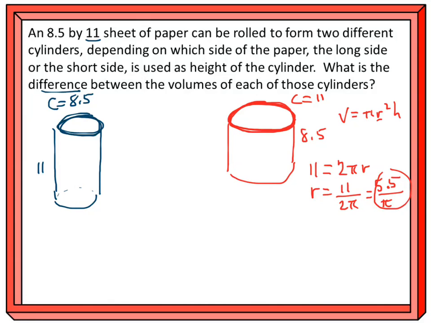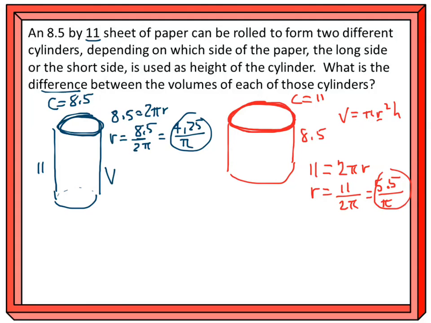Okay, so let's do that exact same calculation over here on the tall skinny one. So this 8.5 is equal to, as the circumference, 2 pi r. So let's divide by 2 pi to get the radius, and that's 8.5 over 2 pi. Just like I did before, let's divide 8.5 by 2, and that's 4.25 over pi. So here's the radius of the blue one.